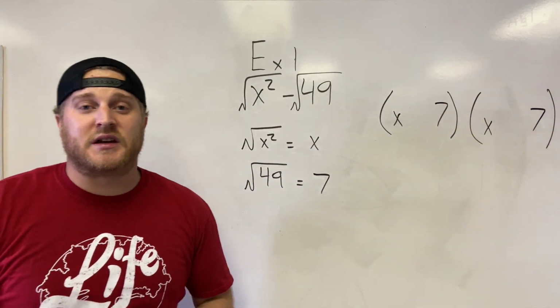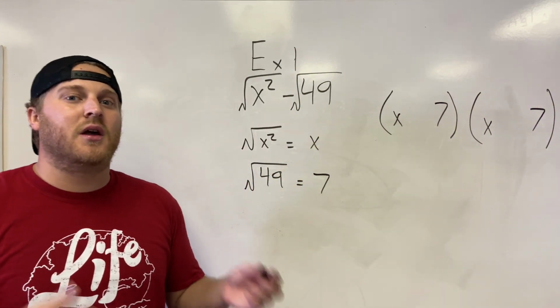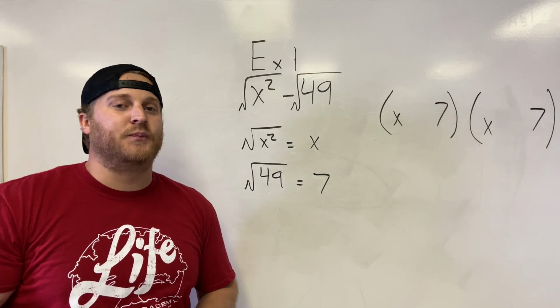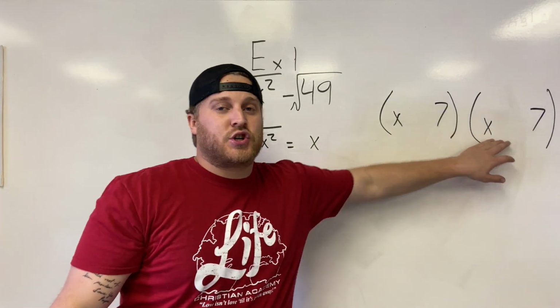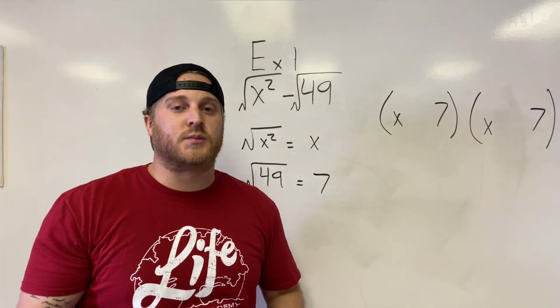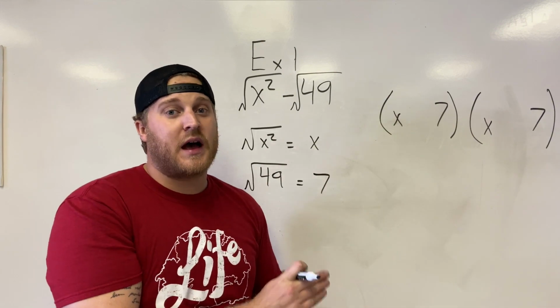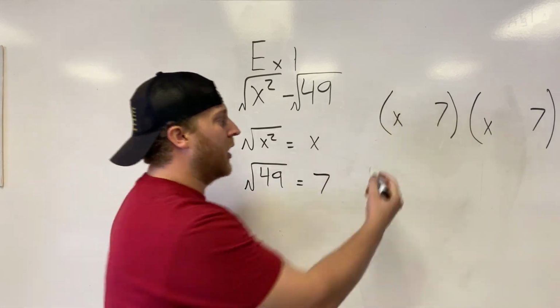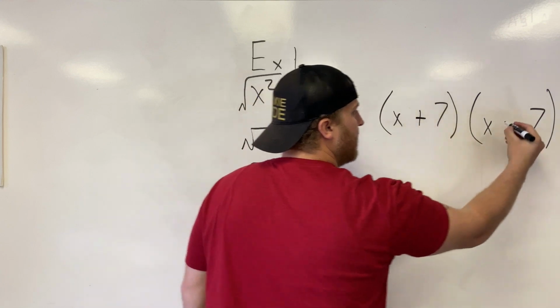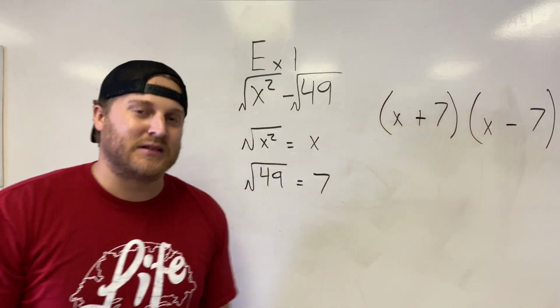And then step 3 says one of them has to be addition and one of them has to be subtraction. Now it does not matter which term the first or the second one is adding or subtracting, as long as one is adding and one is subtracting. So I'm going to do x plus 7 and then x minus 7.